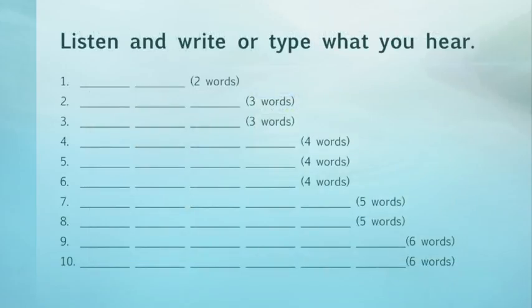So again, listen and write or type what you hear. Each line indicates the number of words. I'm going to say each phrase or sentence 3 times. First fast, then a little slower, and then fast again. Here we go.